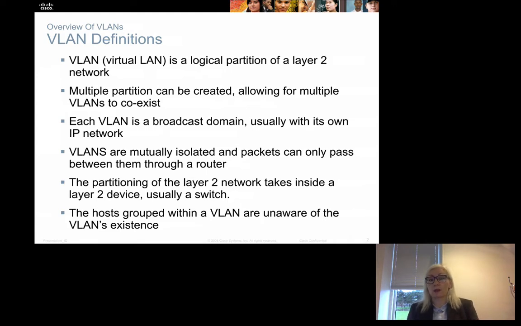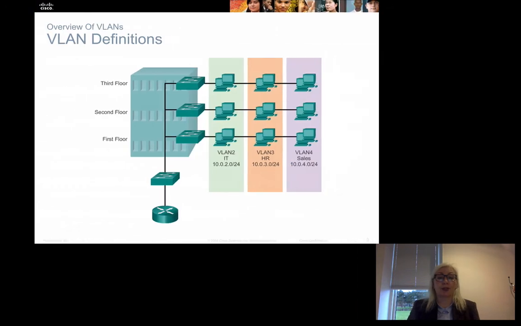The hosts, the PCs, the other devices that you connect to a VLAN are actually not aware that the VLAN exists. So here, for instance, we can divide our network into, in this case, 3 different VLANs. We have VLAN 2, which is IT, VLAN 3, which is HR, and VLAN 4, which is sales. These computers will be completely separated from each other when they are connected to different VLANs.